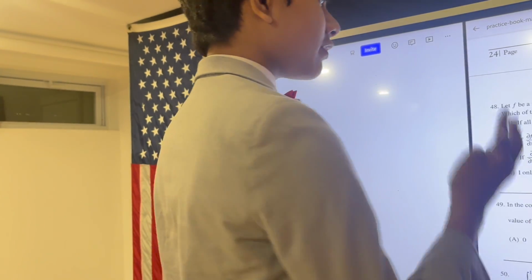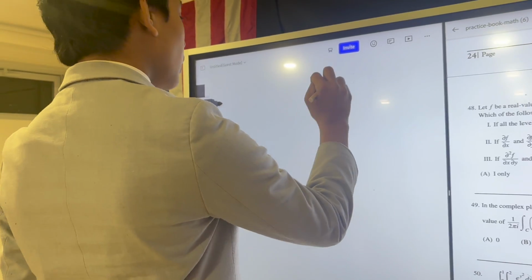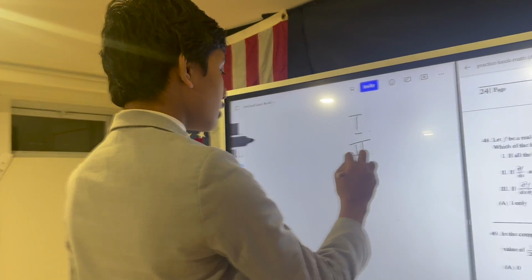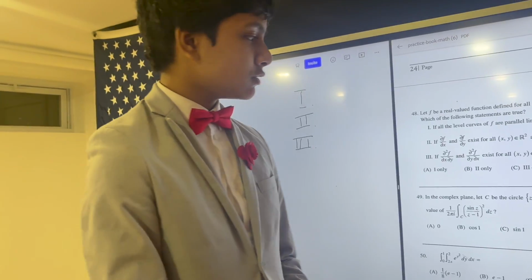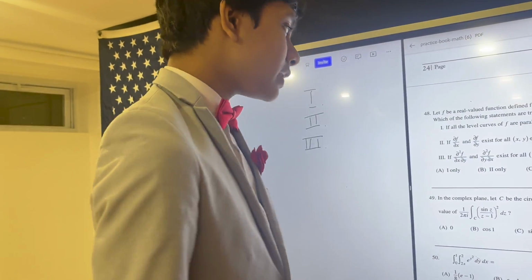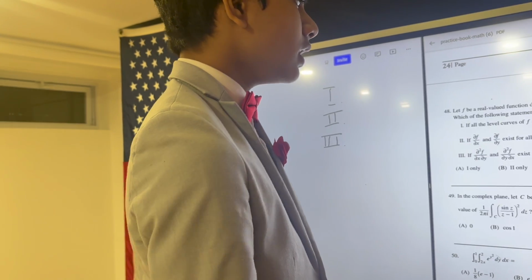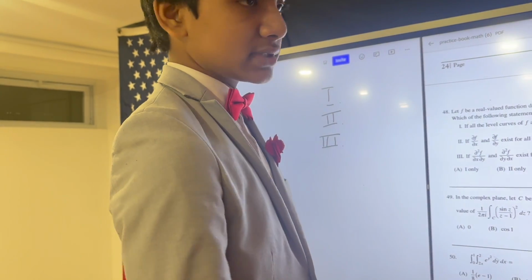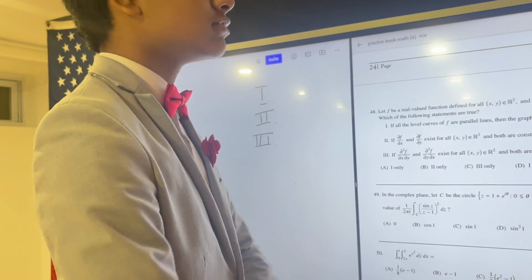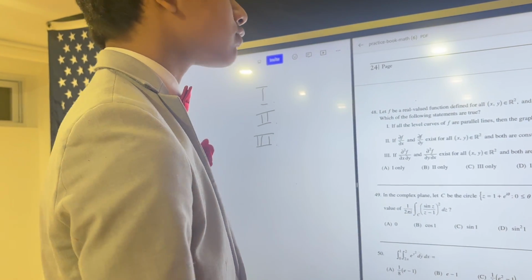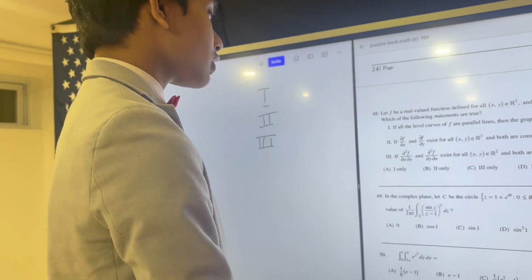So here we have question 48. This is one of those 1, 2, 3 problems where you have to choose which ones are false and which ones are true. So let's see what they are. Let f be a real valued function defined for all R2, which means that it's a surface, and consider the graph of z is equal to f of x comma y in xyz space. Which of the following are true?